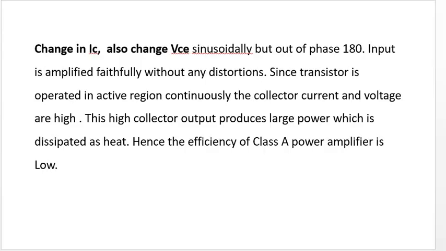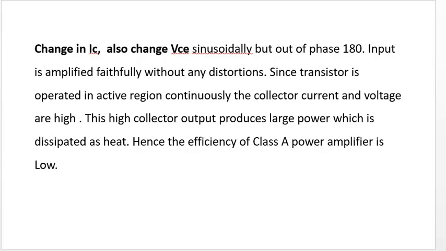Here, if any change occurs in the collector current, that also causes a change in the collector emitter voltage. But the phase difference is 180 degrees between the collector current and the collector emitter voltage. The input is amplified without any distortion.